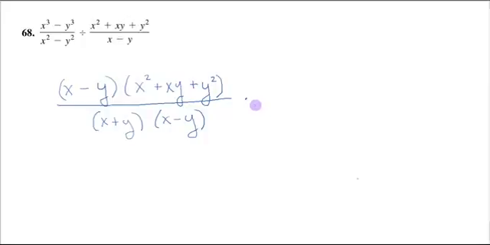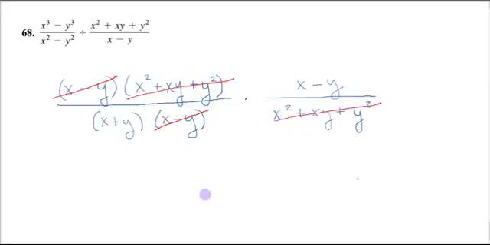Division turns to multiplication, and I find the reciprocal of this just by flipping. Now I can cancel anything that can cancel. You can cancel this x minus y with this x minus y, or you can cancel it with this x minus y. It doesn't matter, but you can only cancel one time. One time and it's used up. So let's go ahead and cancel right there. And then I have this factor and this factor that can cancel. And I'm left with, quite simply, x minus y over x plus y.